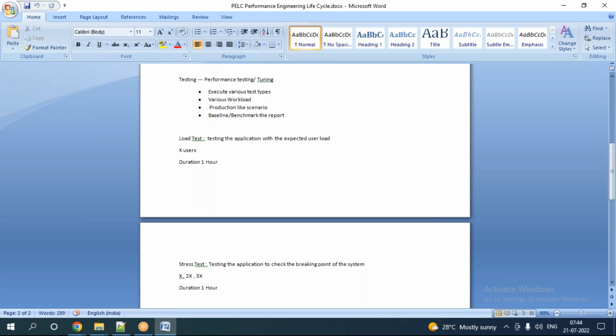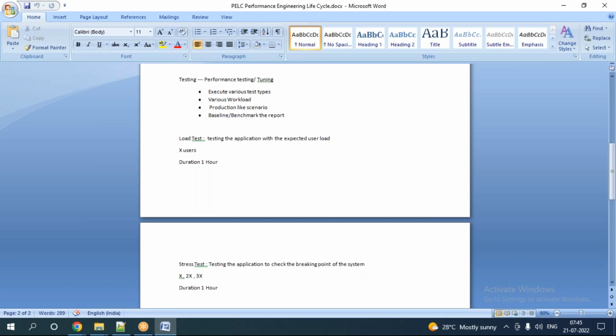But now, nobody is actually interested in breaking the system. What they are saying is, we know the expected user load is X, so you test the application with 2x, 3x. That is sufficient for me. That is how customers are asking. They are not expecting you to go till the end and break the system.